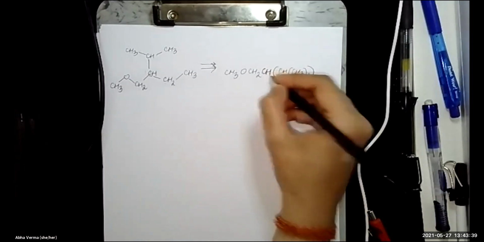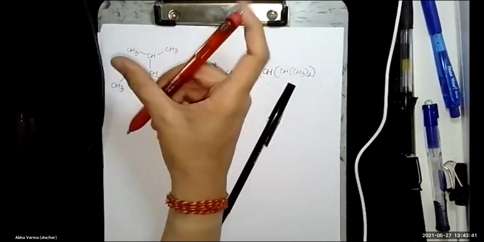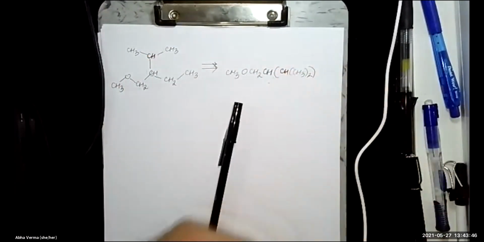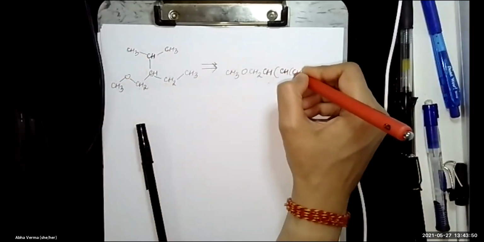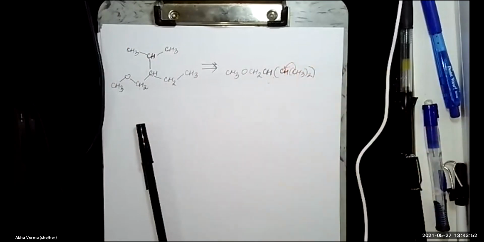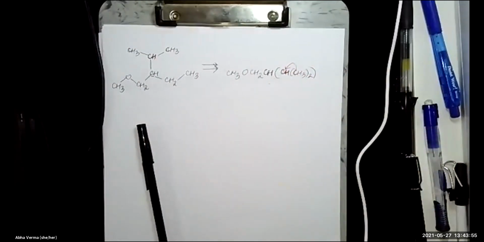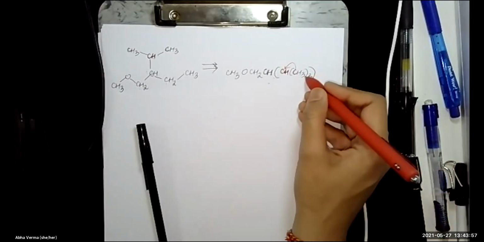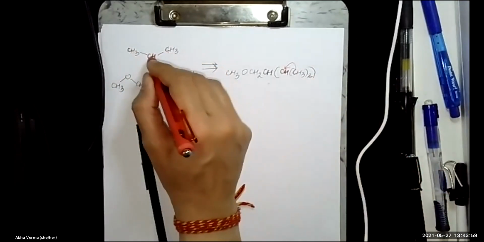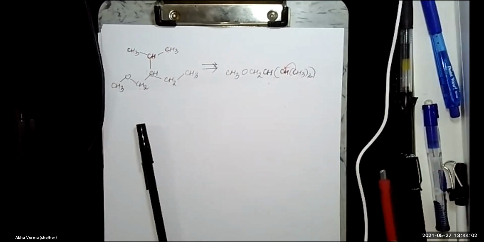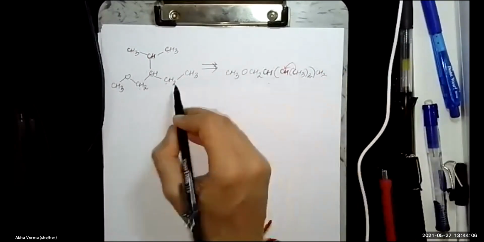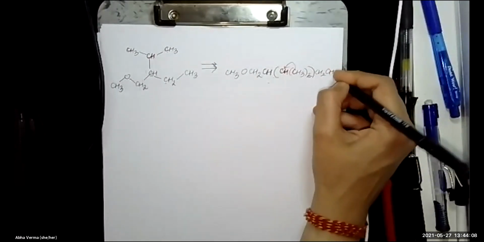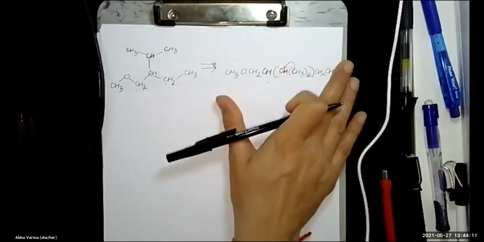So this CH and then this CH right here, and then these two CH3s are attached to this CH, and that's why I wrote 2, because both of them are on the same carbon. And now this CH2 and this CH3. So this is one way of writing it out.